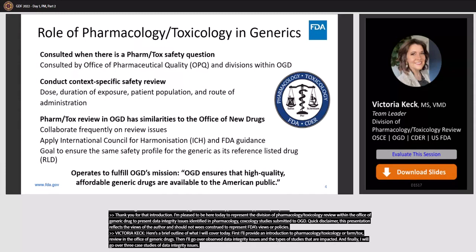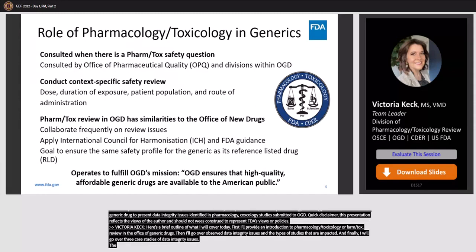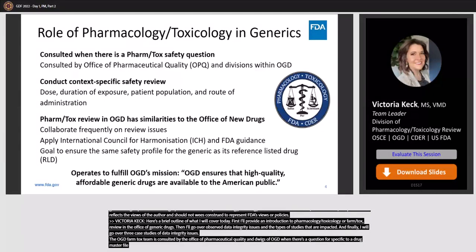The OGD PharmTox team is consulted by the Office of Pharmaceutical Quality and divisions within OGD when there is a PharmTox safety question for a specific ANDA or drug master file that is referenced by an ANDA. We conduct our reviews within the context of the ANDAs we are consulted on. Therefore, we take into consideration dose, duration of exposure, patient population, and route of administration in our context-specific review.